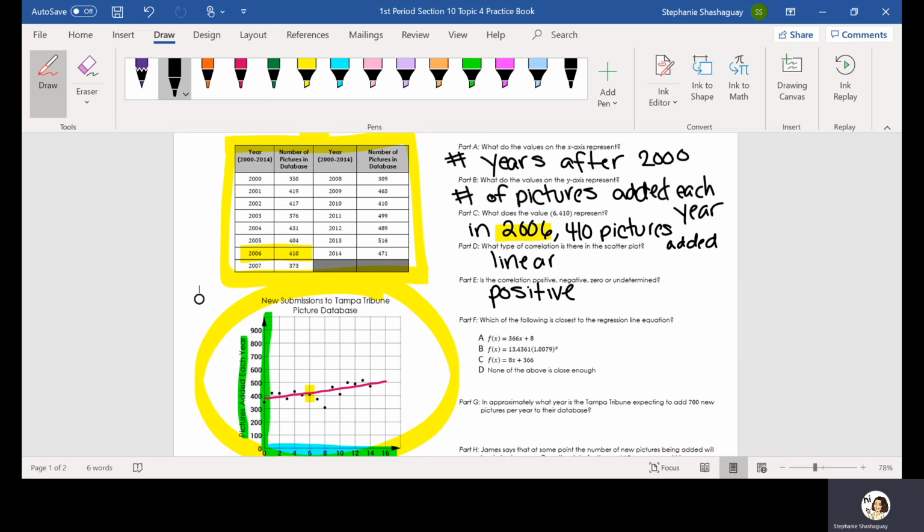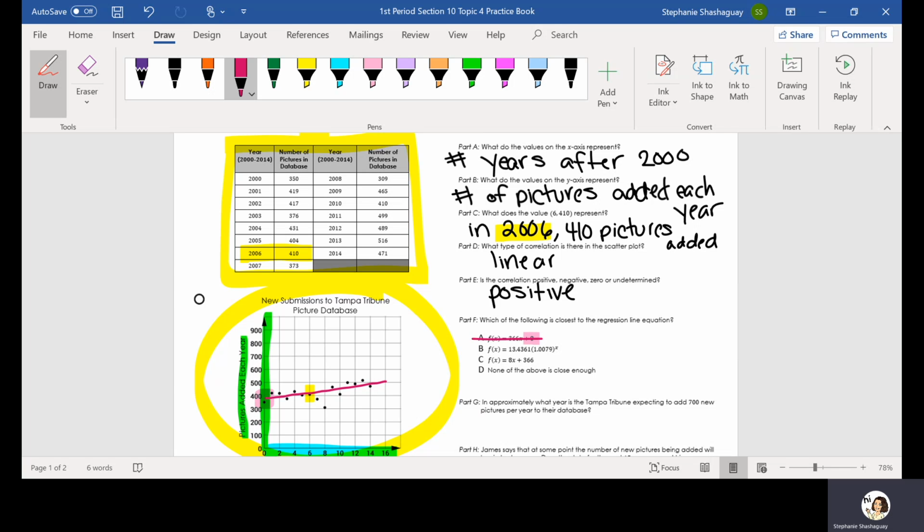Part F. Which of the following is closest to the regression line equation? Okay, so we've already identified that we have a linear correlation and that it's a positive correlation. So looking at my answer choices, I've got A, B, C, and D. Let's see. A says 366x plus 8. Well, this 8 here would have to tell me the y-intercept, and that 8 does not make sense for my y-intercept. Okay, so I'm going to go ahead and cross that off. Also, A is showing me that slope of 366, and that is way too high. That is way too steep, okay?